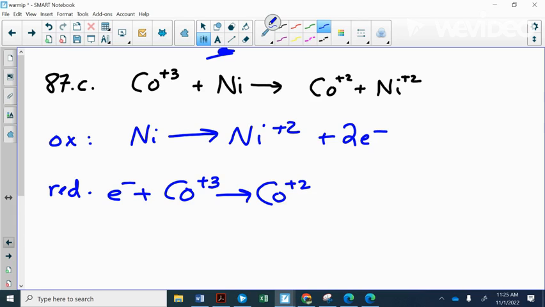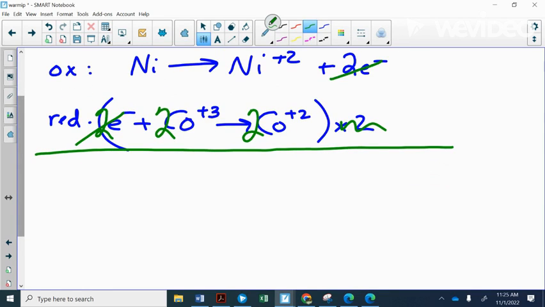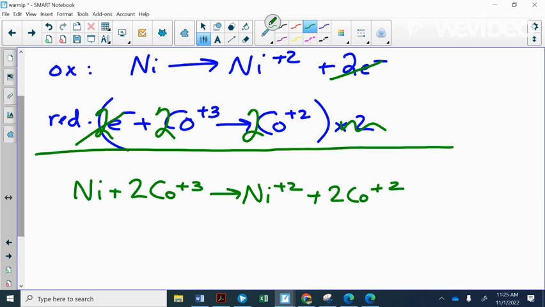Now I run into that problem that I ran into in letter A, except it's easier to fix. My electrons lost don't equal my electrons gained, so in this reaction, I'm going to have to double everybody. I'm going to have to multiply everybody by 2. So 2, 2, 2. Put them back together. Ni plus 2Co+3 goes to make Ni+2 plus 2Co+2.